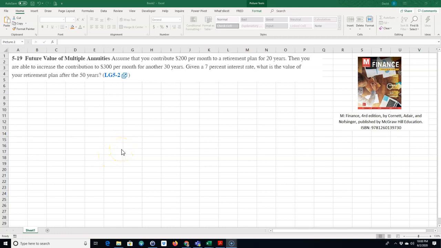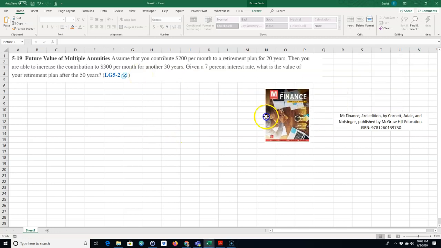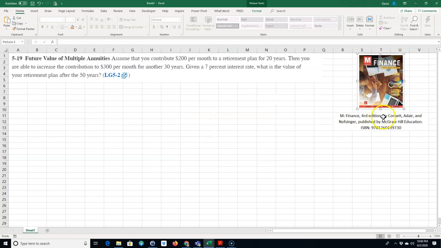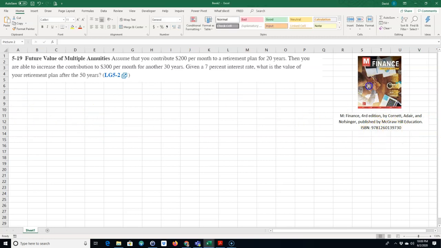Okay, I'm going to go over a problem that one of my finance students was having a problem with. This is an end of chapter problem out of this book, M Finance, 4th edition, by Cornett, Adair, Nofsinger, published by McGraw-Hill. And here's the ISBN number. Very good book for finance.